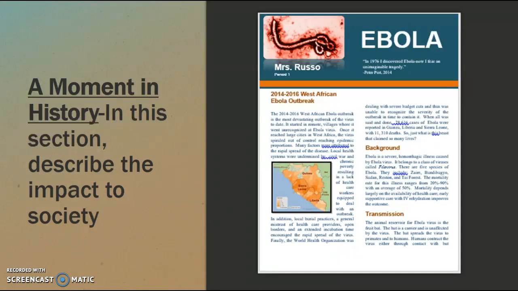The next section should be what I like to call a moment in history. Now you don't have to name that heading a moment in history, but that just gives you an idea of what this section should be, which is where you describe the impact on society that your disease had. You can see my heading is titled 2014-2016 West African Ebola Outbreak.